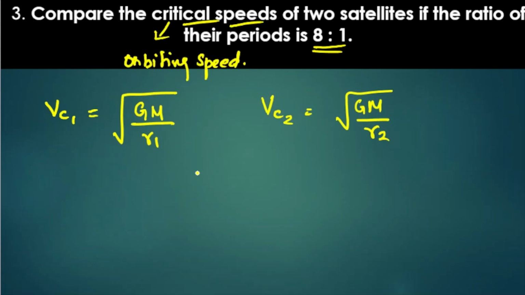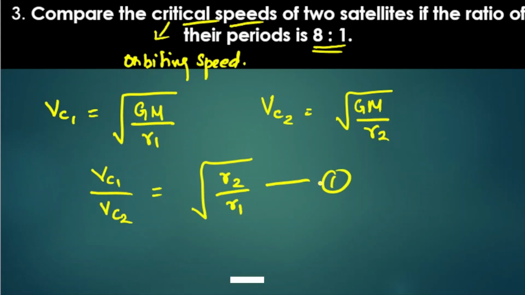Now what you are going to do is compare the ratio. So you have to take it in ratio. VC1 by VC2 will be equal to the square root of R2 by R1. You are going to consider that as your first equation.